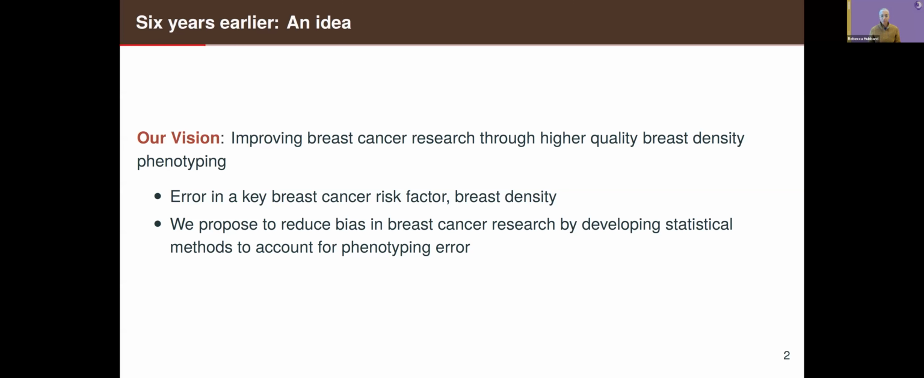And what I proposed to do was develop an approach to improve breast density phenotyping, which would give us access to a higher quality risk factor, which we could then use to improve breast cancer risk prediction and consequently breast cancer research and therefore breast cancer outcomes. So I was very passionate about this idea of improving the quality of breast cancer research. And I thought it would be very exciting to be able to do this through statistical methods development.